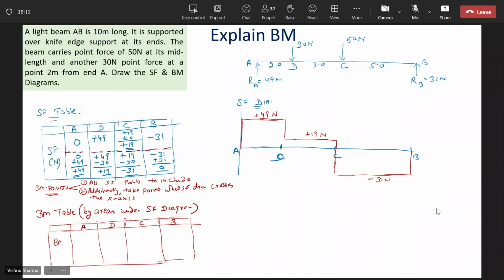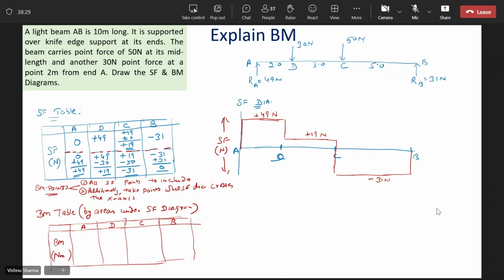I write BM here and I write the units of BM. What will be the units of BM? Units of BM will be the product of the unit of shearing force and the unit of length of the beam. In this case, it will be Newton meter.